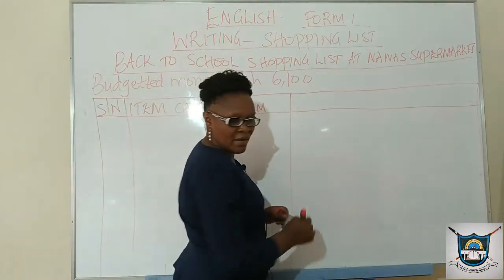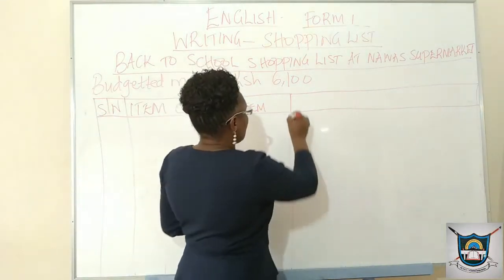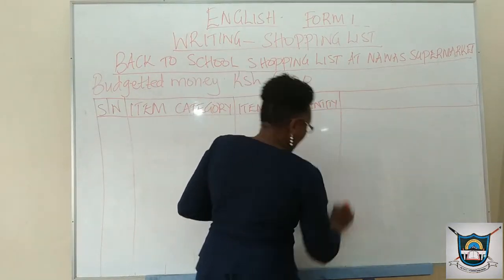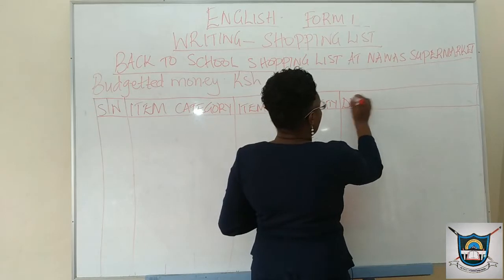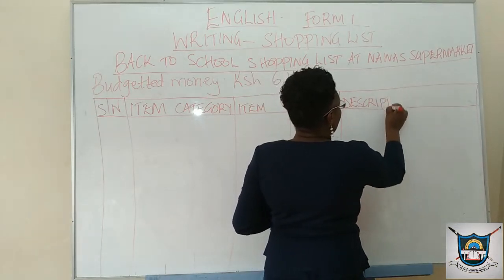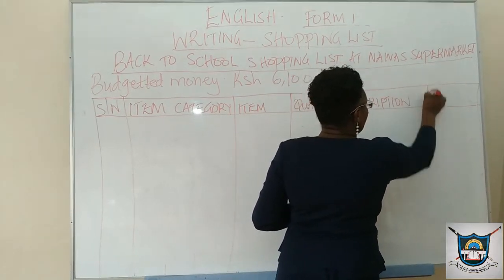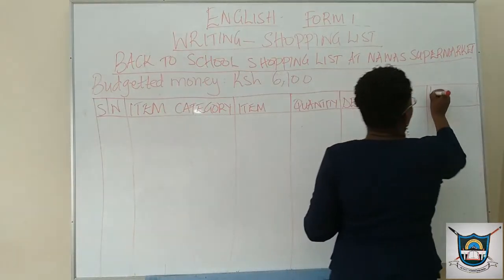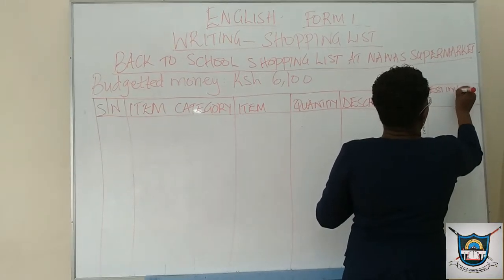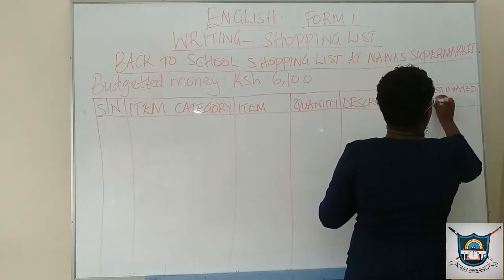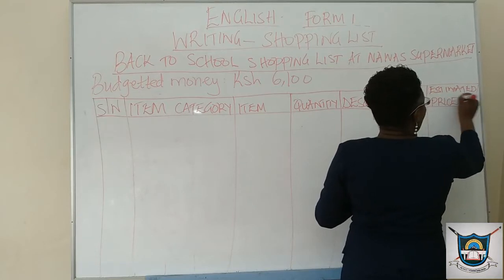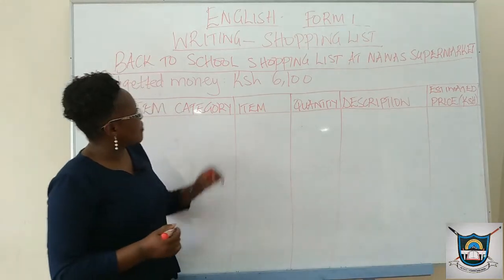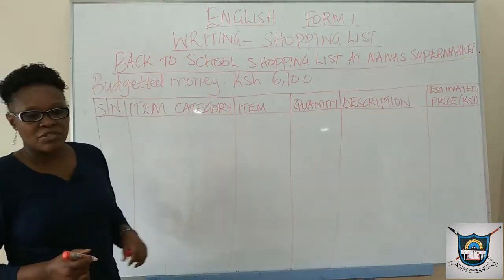You describe. We have the quantity. Description, you describe the item. And then we have the estimated price, of course, in Kenya shillings. Now we are shopping back to school shopping.